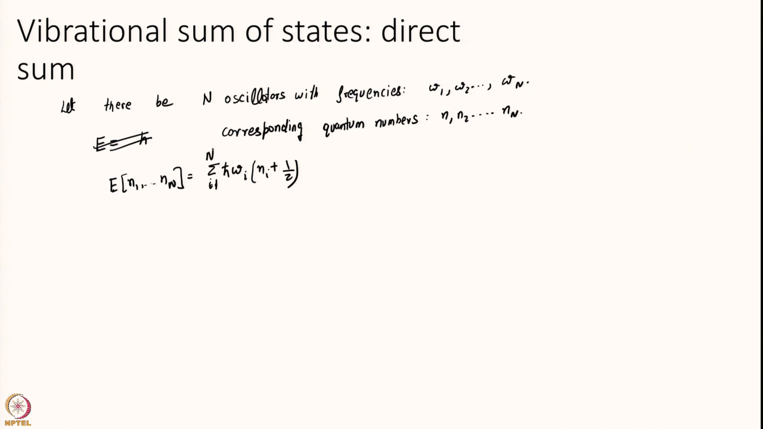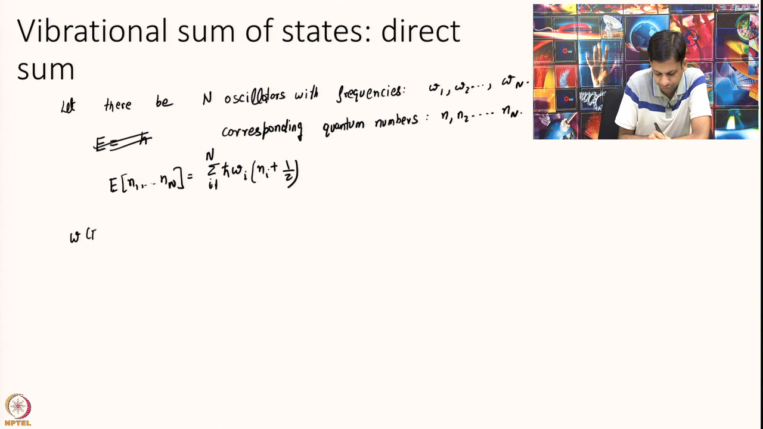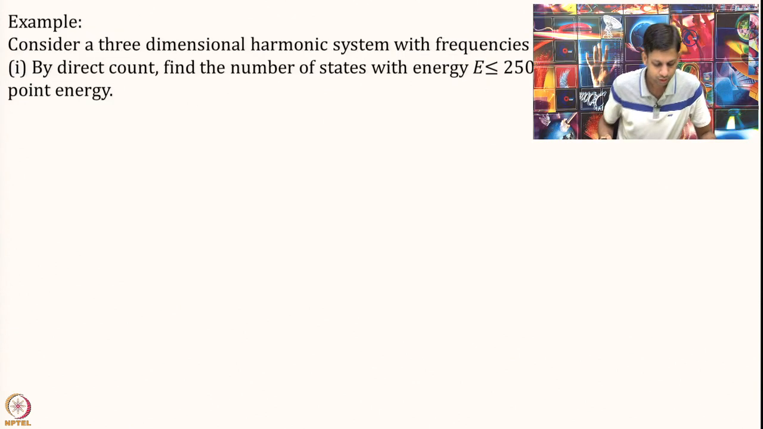So, the energy of one oscillator is h bar omega into (n plus half). I am simply summing over all the different modes, different oscillators. The idea is very simple. W of, let us say, E naught is nothing but the total number of combinations of n1 to nN such that E of n1 to nN is less than E naught. So, you literally count all possible n1s to nN's such that the harmonic oscillator energy comes out to be less than the desired energy. We will see one example so that things become clear.